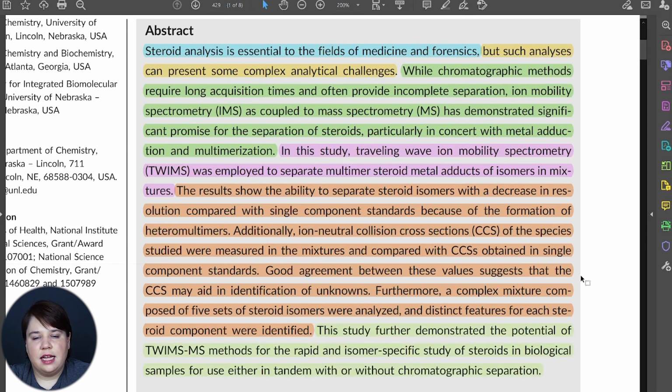The final sentence of this abstract is talking about the significance of this paper. So I'm talking about how this paper is further demonstrating the potential of iMobility mass spectrometry to provide a rapid separation and analysis for steroids. In this case, I'm not rehashing what my key findings were, but instead I'm saying, based on these key findings, this is how this paper is moving the field forward.